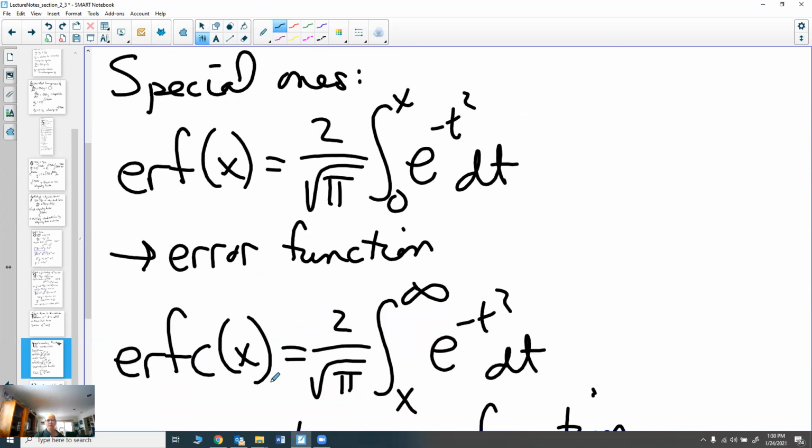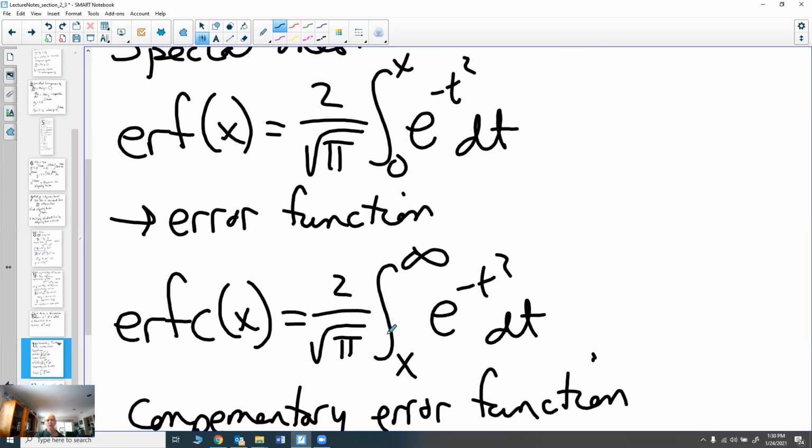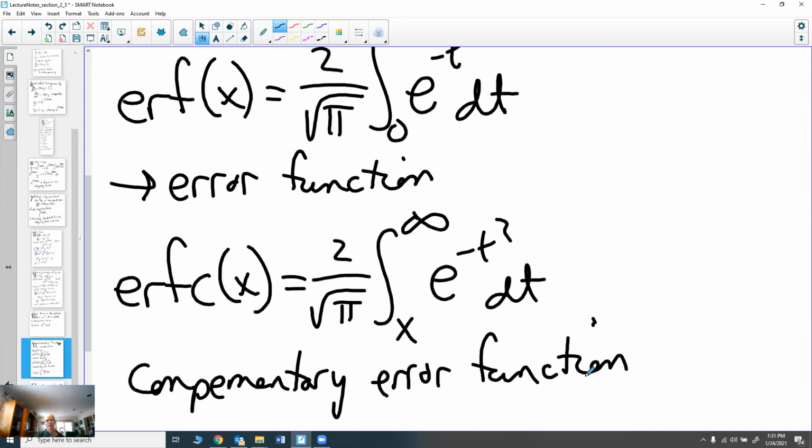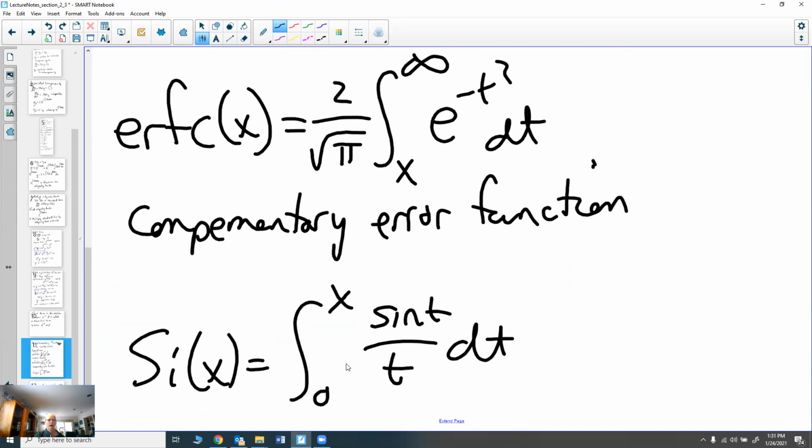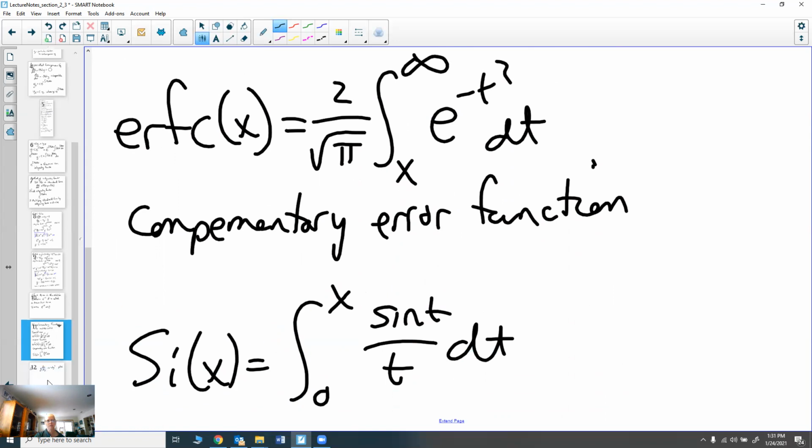The erfc is also one. It's slightly different. It's e to the negative t squared. It's called the complementary error function. Another one that we see is psi of x. That's the integral from 0 to x of sine of t over t dt. This one shows up an awful lot in electrical engineering.